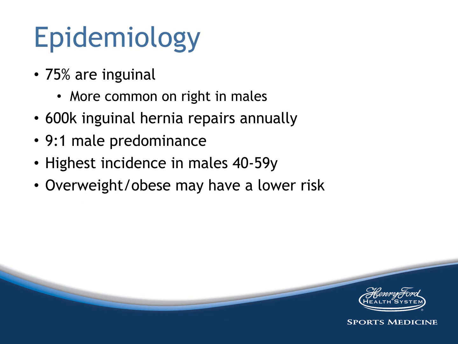75% of groin hernias are inguinal hernias, and certainly more common on the right side and more common in males. 600,000 inguinal hernia repairs are performed annually. Again, the predominance is 9-1. The highest incidence of inguinal hernia takes place between the age of 40 and 59. Interestingly, overweight and obesity may be a protective factor for people when you talk about inguinal hernia.